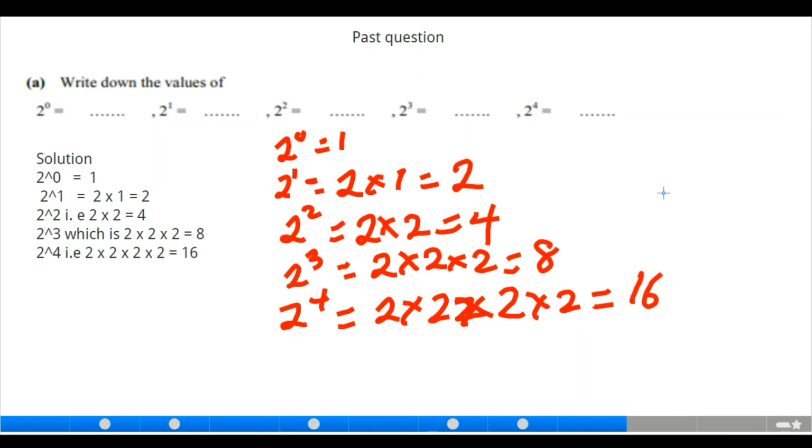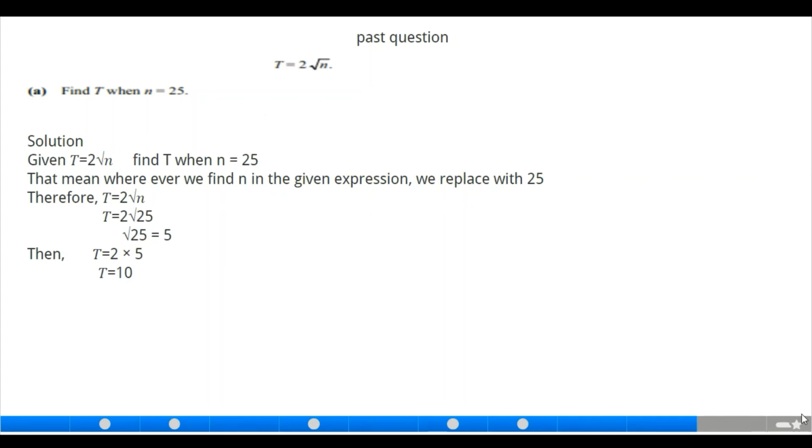So that leads us to the next activity that we have here. This is also another exercise that we are going to be doing together. We are to find t when n equals 25 from the given expression, which is t equals 2 root n. So let's look at this.